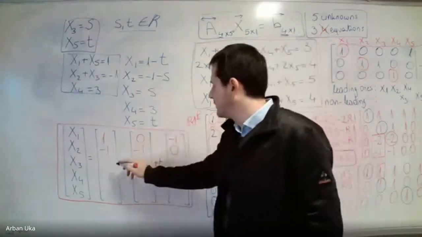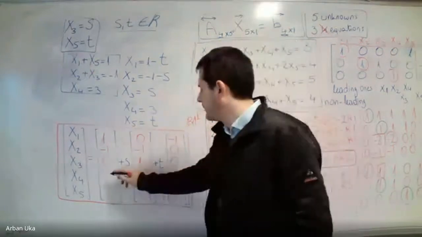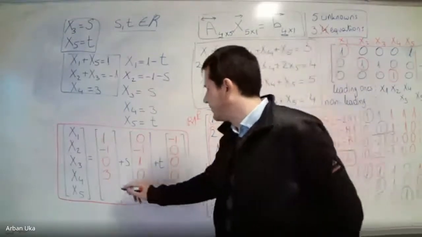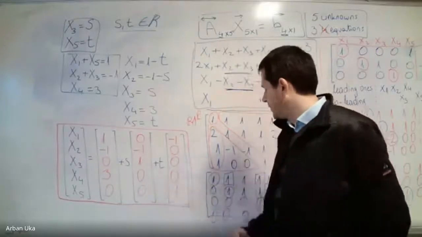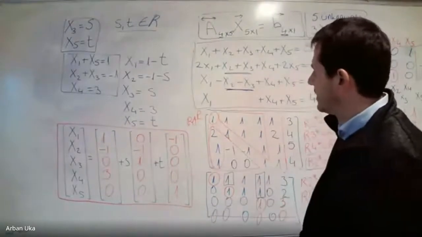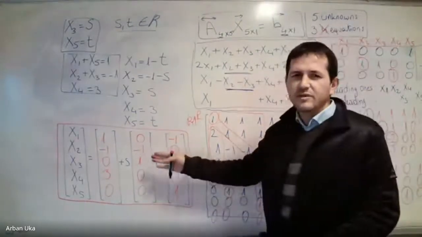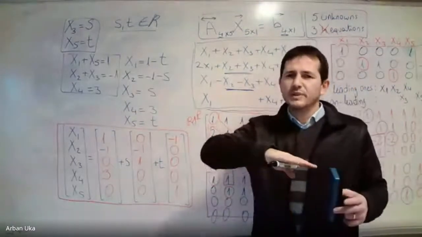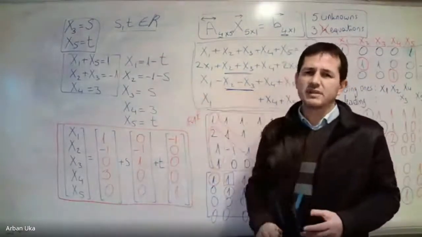What is x3? 0, 1, 0. That's true. What is x4? 3, 0, 0. Yes, that's correct. What is x5? 0, 0, 1. That's correct, okay. So this is the answer. And now this answer, actually, this is a 5-dimensional plane. Sorry, 5-dimensional space. But the solution is a plane which is lying in the 5-dimensional space, okay?